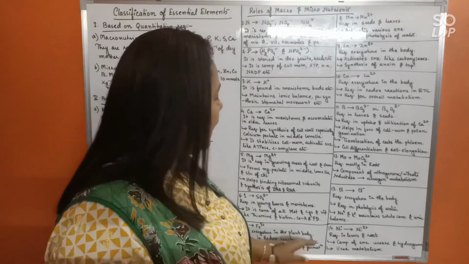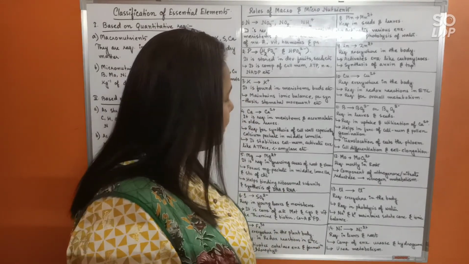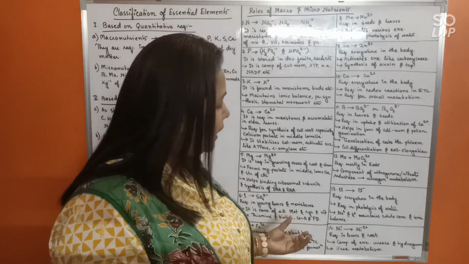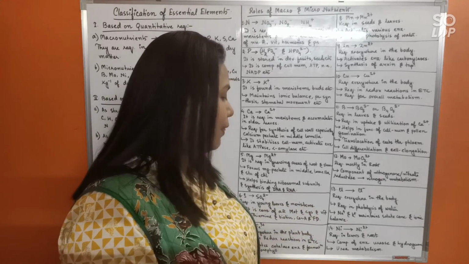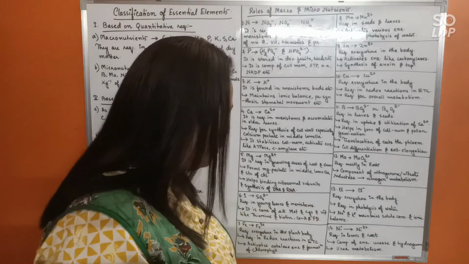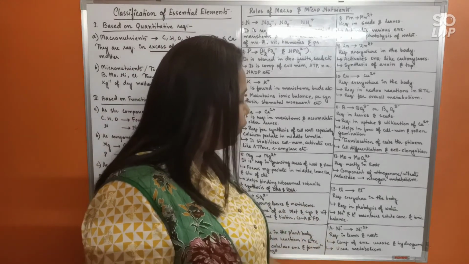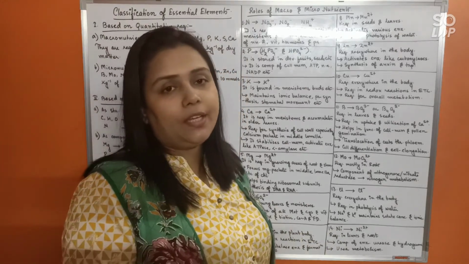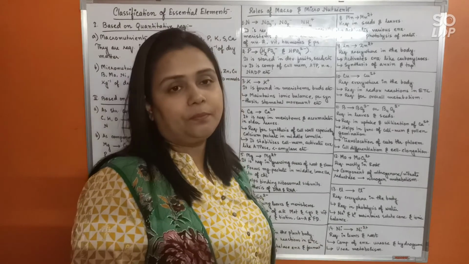Alright. The last would be nickel. Nickel is taken up as Ni2+, and it is found mainly in the leaves and the roots. Now, the function for nickel would be that it is a component of the enzymes urease and hydrogenase, and it is required for urea metabolism.